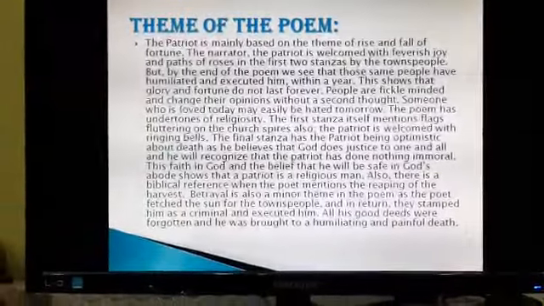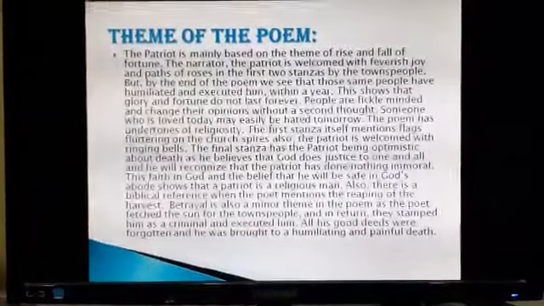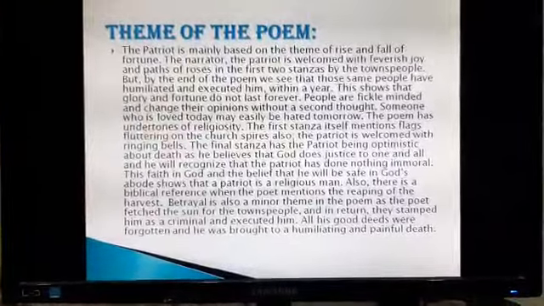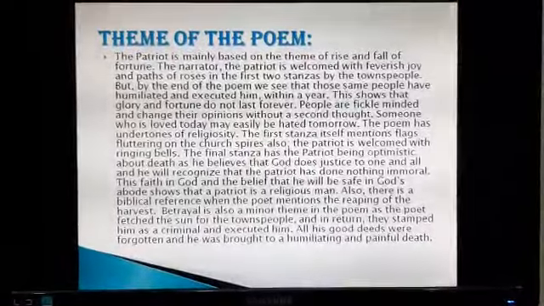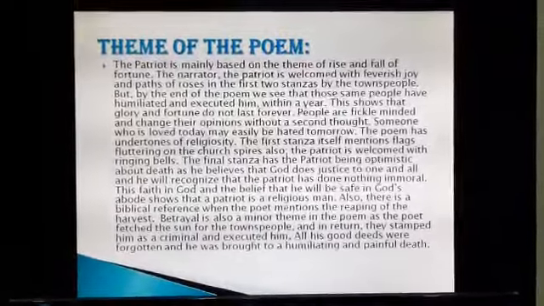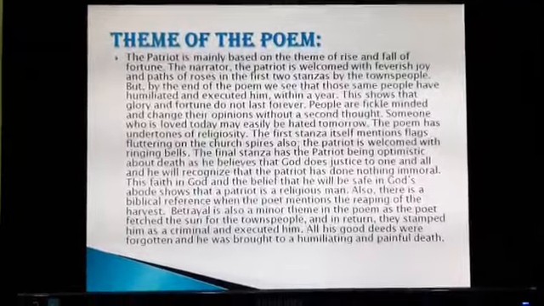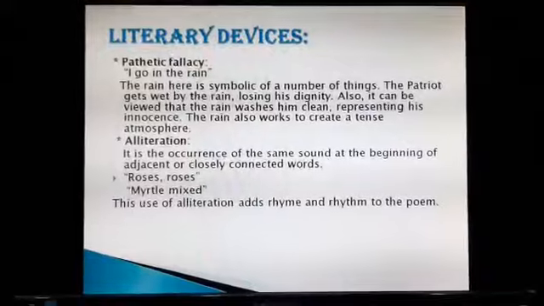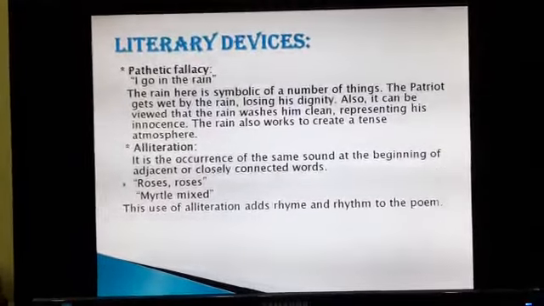Betrayal is also a minor theme in the poem, as the patriot fetched the sun for the townspeople, and in return they stamped him as a criminal and executed him. All his good deeds were forgotten and he was brought to a humiliating and painful death. Moving on, we have the literary devices used in the poem.